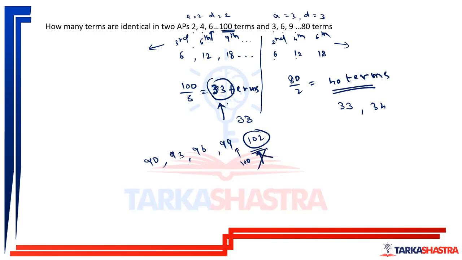So what you have to do is find out how many terms are common in both the series and find out the number which is smaller. That is your answer. So 33 terms are common here, 40 terms are common here. Obviously, your answer will be 33 terms.